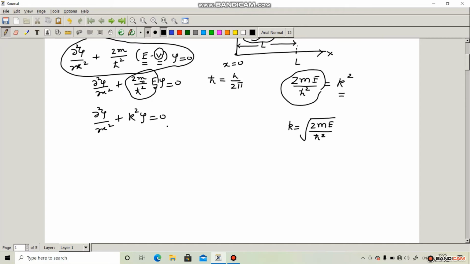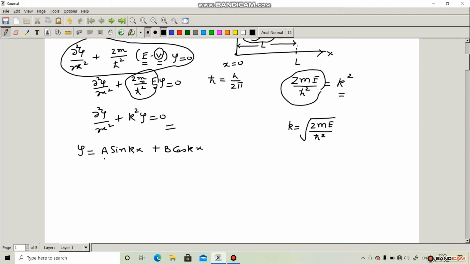It becomes a second order differential equation, and to solve this second order differential equation, we can consider the solution of this equation is psi equal to A sin kx plus B cos kx. We can consider this as the solution of the Schrodinger wave equation, the second order differential equation.